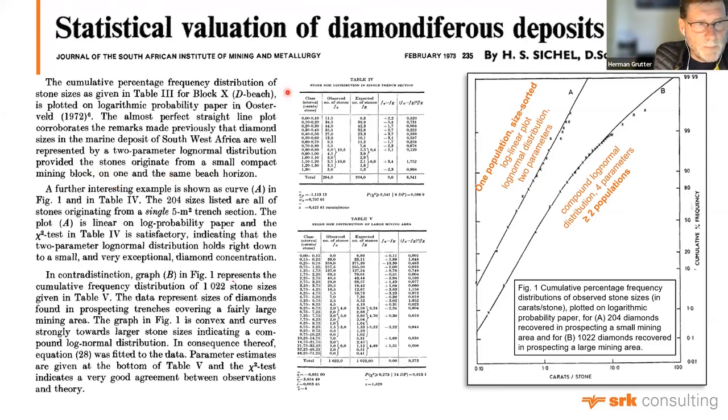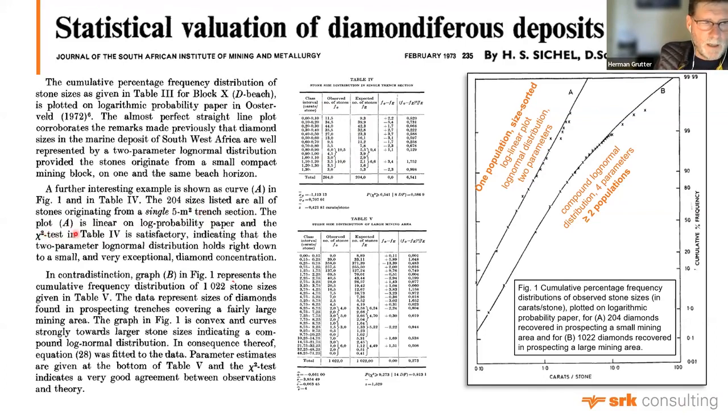So as this paper then goes further, they say they bank this observation that was made earlier by Tinus Westerveld. And they go on to their current data set that's discussed in this paper. A further interesting example is shown as curve A in figure 1 and in table 4. So there's table 4 and there's figure 1. They say the 204 sizes listed are all of stones originating from a single 5 square meter trench section. So this data is from one locality and one very specific locality.